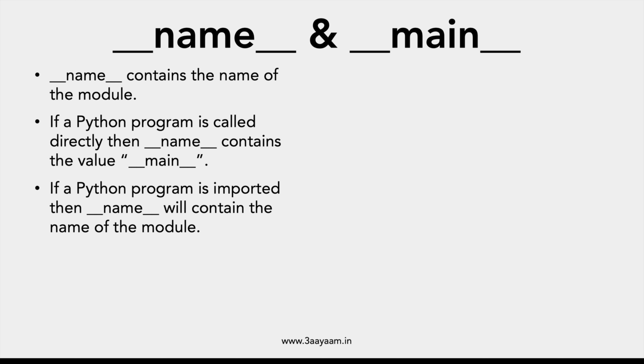So you can use this particular variable, which is a built-in variable, to build a logic that if name is equal to main, then execute this block of code. If it is not, then the entire module would be executed.